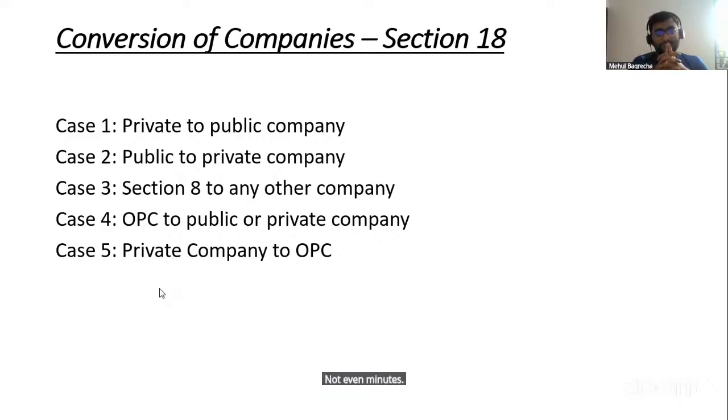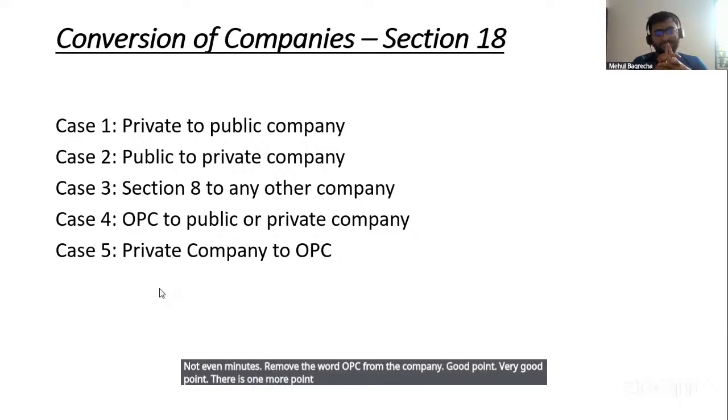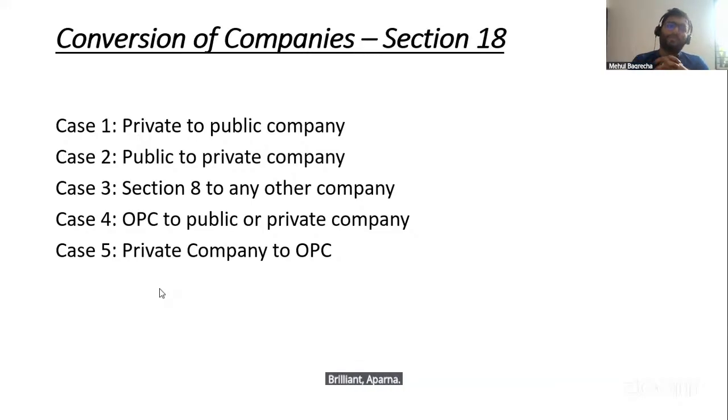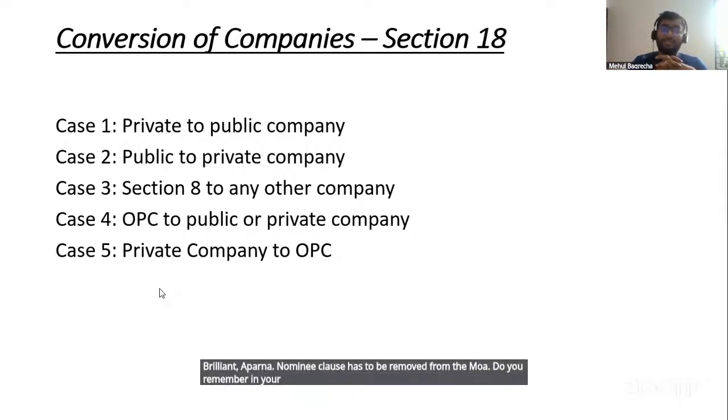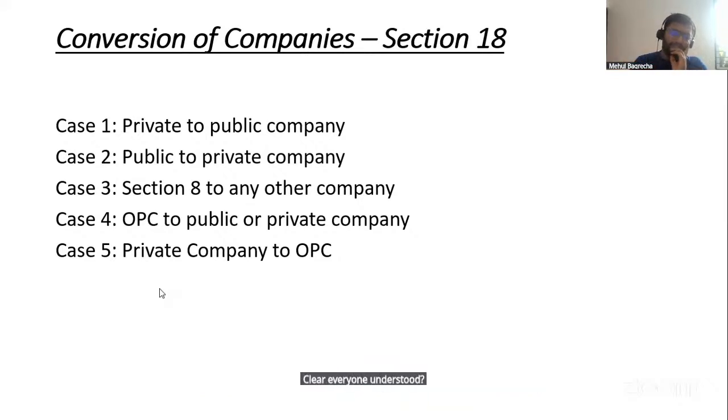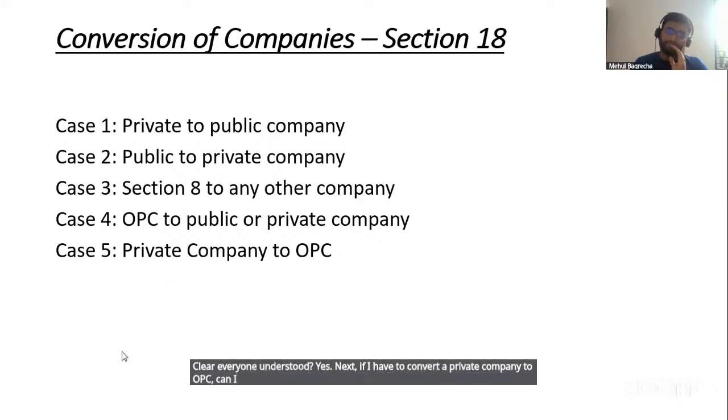Remove the word OPC from your company. Remove the word OPC from the company. Good point. Very good point. There is one more point missing. Nominee clause. Brilliant, Aparna. Nominee clause has to be removed from the MOA. Do you remember in your MOA you had mentioned Mr. X is going to be the nominee in case anything happens to me? Now the moment I'm converting an OPC into a private company, nominee does not remain anymore. Clear, everyone? Understood? Yes.